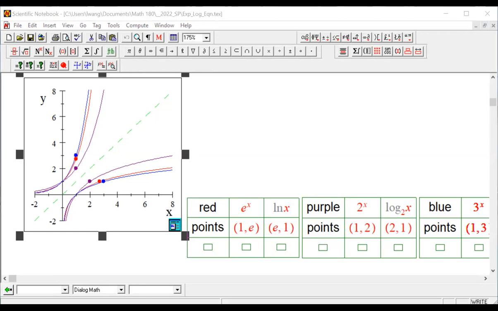The blue is 3 to the power x. So I'm going to use the blue color for 3 to the power x, and the blue for log base 3 of x. The purple, what will be the purple? The purple is 2 to the power x. So the purple is log base 2 of x.